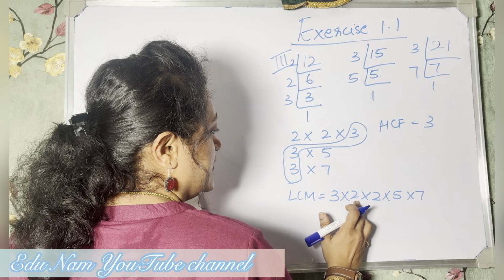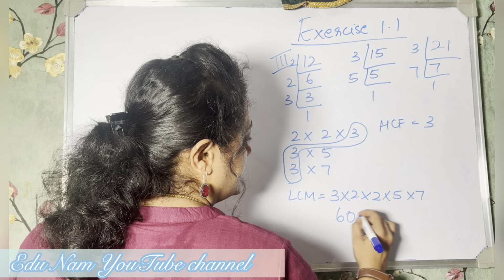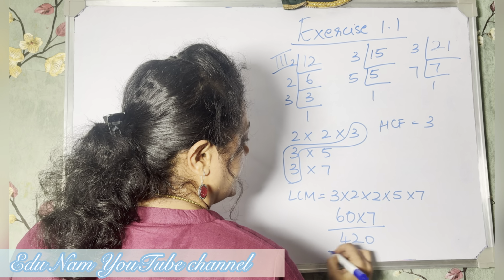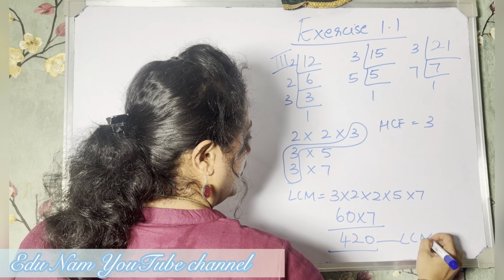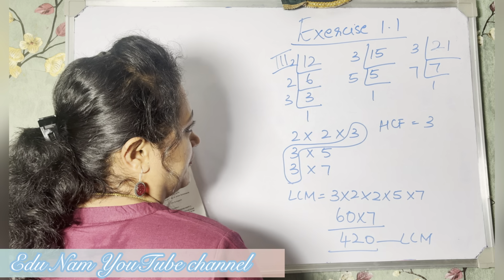3 2s are 6, 6 2s are 12, 12 5s are 60, 60 into 7. 7 6s are 42 and 0. So 420 will be the LCM and 3 will be the HCF.